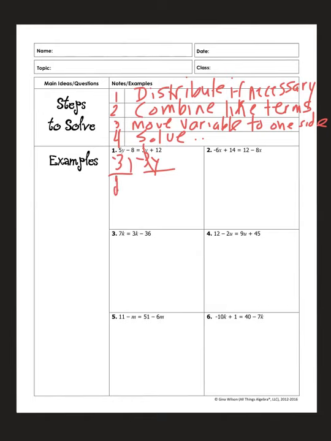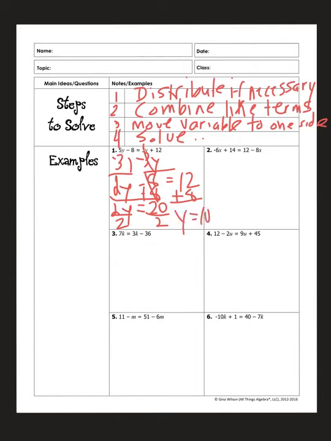5y minus 3y is 2y, minus 8 equals 12. Add 8 to both sides. We don't have any terms to combine here, but we're trying to get the variable by itself. Those cancel. 2y equals 20. Divide by 2. y equals 10.